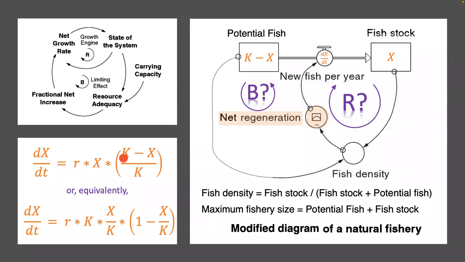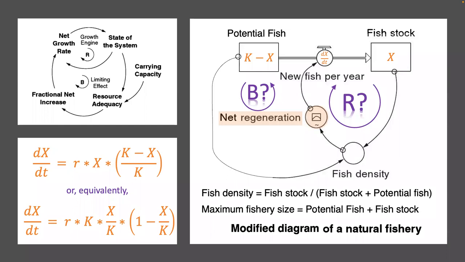And so K minus X is basically the number of potential fish, whereas K is the total number of fish in the fishery. A lot of times you see it written like this down here, where K minus X over K is one minus X over K, but I think it's nicer to write it in this form, because then you've got X as the number of fish and K minus X as the number of additional fish that could be added to the fishery. And we can see that they're being multiplied together.